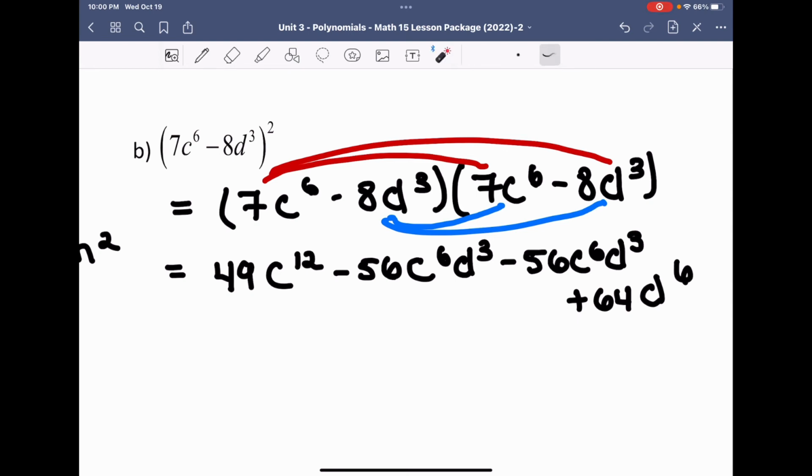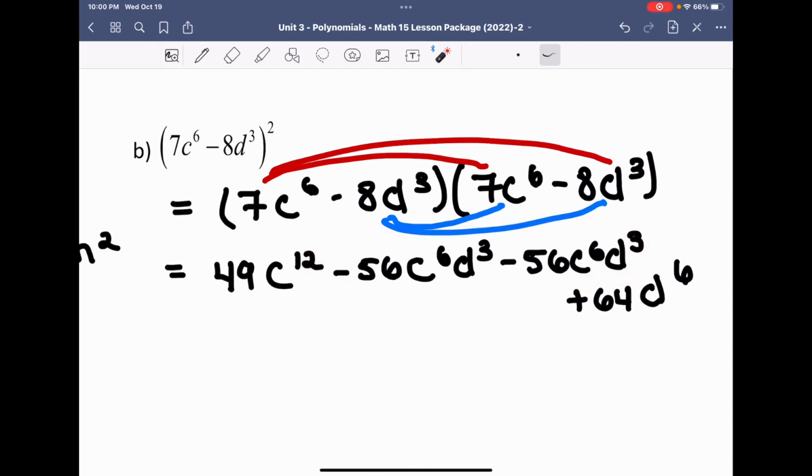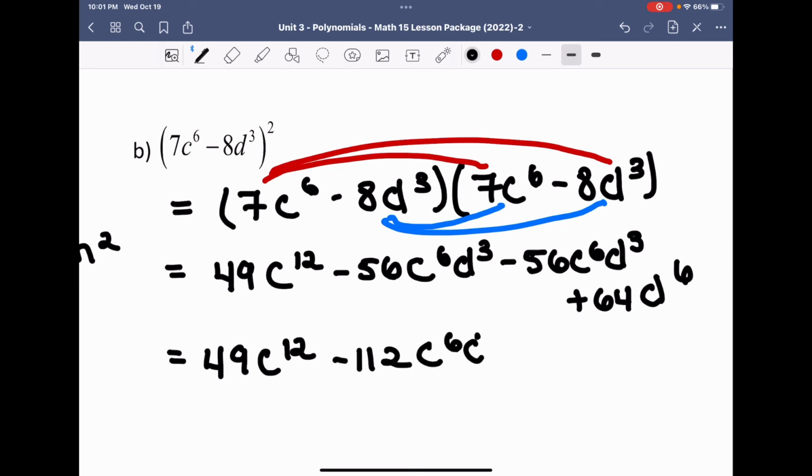Now, I should notice that my inner terms are going to come together. Because this isn't the plus minus like the previous examples, we have a double negative, meaning these are going to come together and add together. This is equal to positive 49c^12, and negative 56 minus another 56 is negative 112. So this is negative 112 c^6 d^3 plus 64 d^6. All right, that is our final answer there.